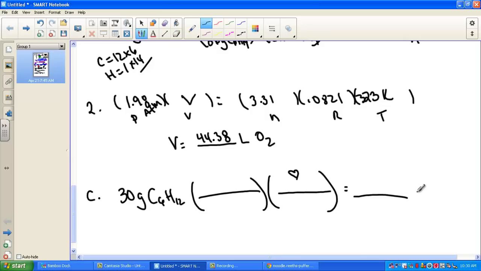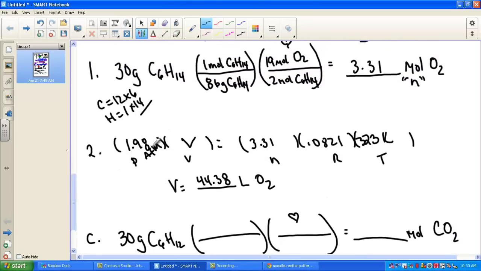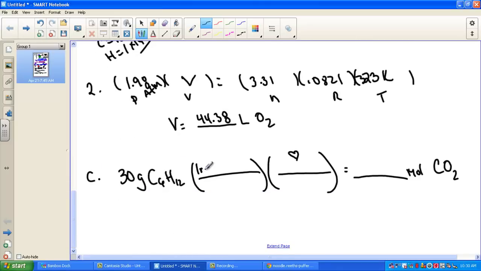I want to know how many moles of carbon dioxide. Alrighty. Now that first molar mass was determined already. It was 86 grams. So I'm just going to put that in here. 1 mole is 86 grams.